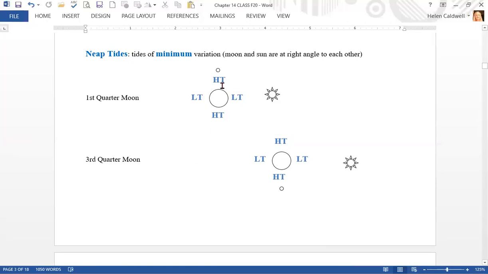And then third quarter, the moon's all the way down here. And again, line up your pencil. High tides fall on the line connecting the Earth and the moon. And low tides at 90 degrees to that.